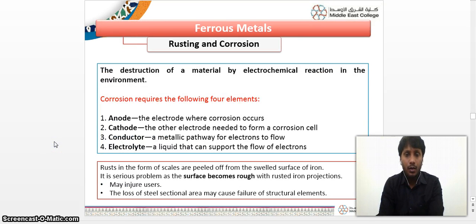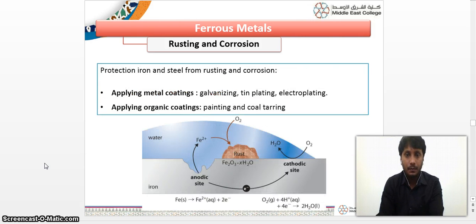So this is also a very important one, rusting and corrosion. The destruction of a material by electrochemical reaction in the environment. Corrosion requires the following 4 elements: anode, cathode, conductor and electrolyte. Rust in the form of scales peels off from the swelled surface of iron. It's a serious problem as the surface becomes rough with rusted iron projections, which may injure users. The loss of steel sectional area may cause failure of structural elements. So these are the main problems of rusting and corrosion of steel or iron.